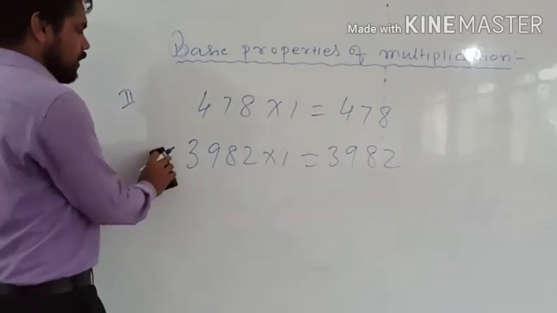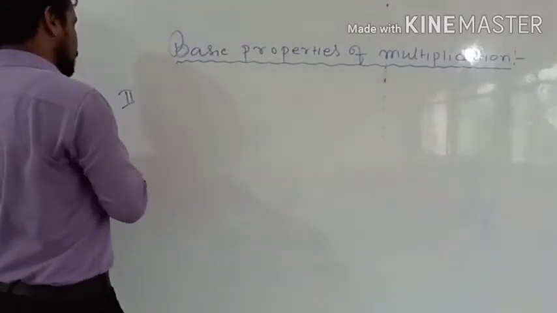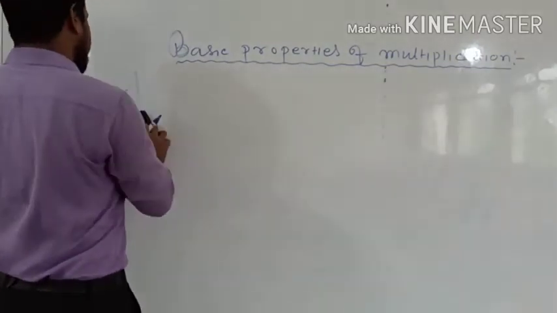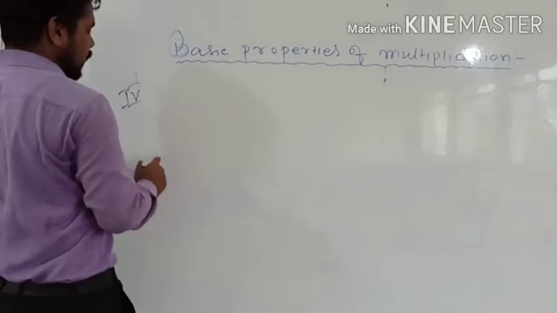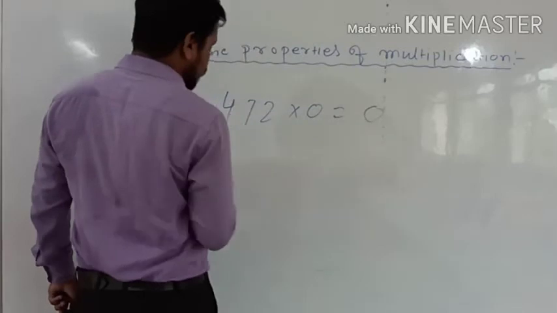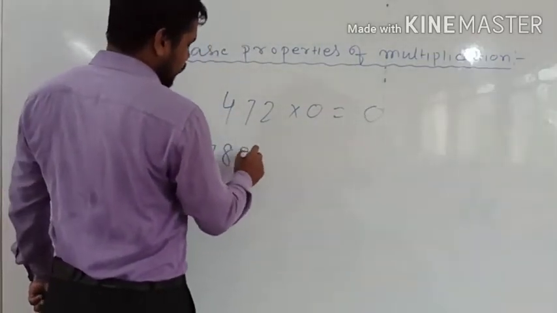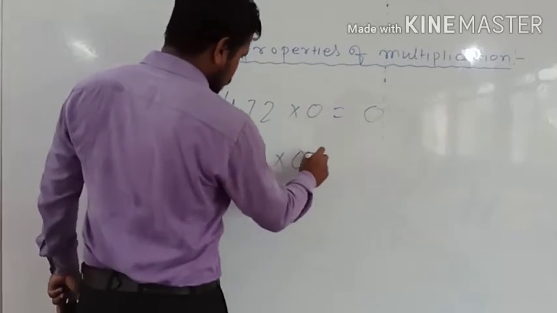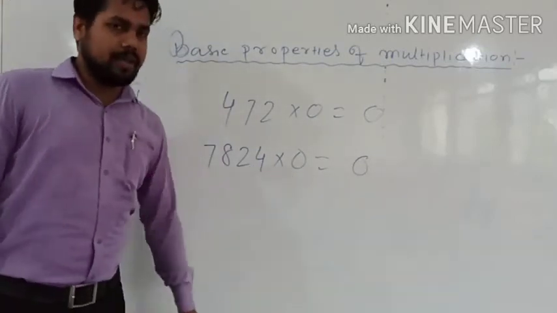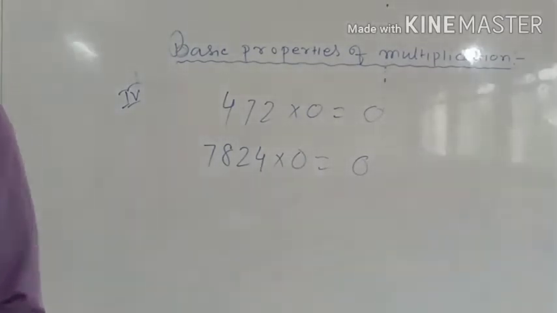number itself. Now the fourth property is saying when you are multiplying any number by 0, then the product will be 0 only. So if you are multiplying 472 multiply 0 will be 0. If you are multiplying 7824 multiply 0, so the answer will be 0 only. कोई भी नंबर को 0 से मल्टीप्लाई करने से the answer will be 0. So these are the basic properties related to multiplication.